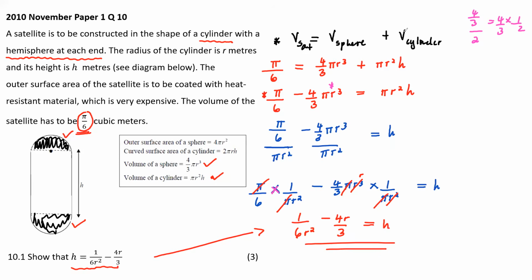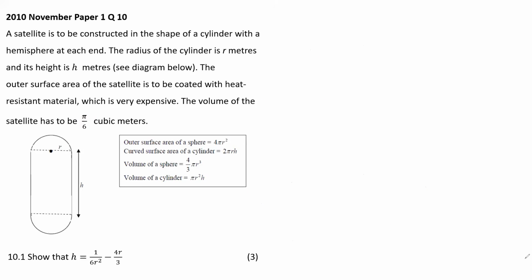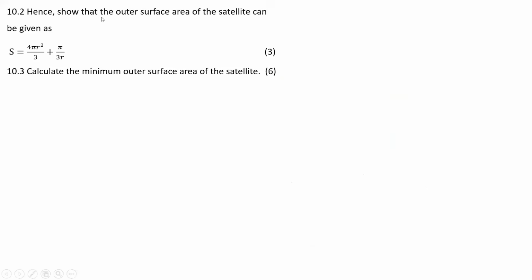All right, I'm ready for my next one. Let's see what the next one says. Okay. Hence, show that the outer surface area of the satellite can be given as this. So they want me to show that the outer surface area of the satellite can be given by that formula. Let's try and see how far we can go.